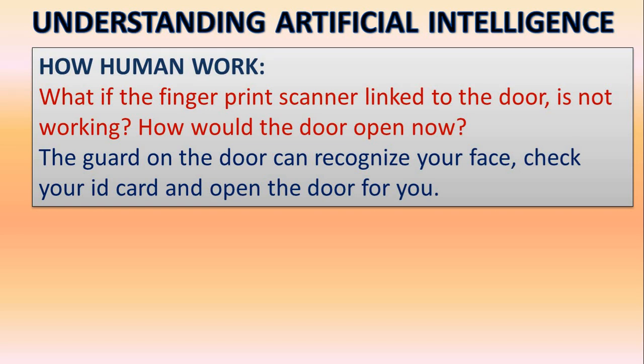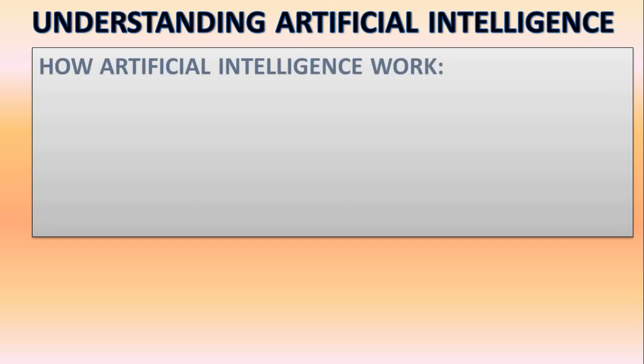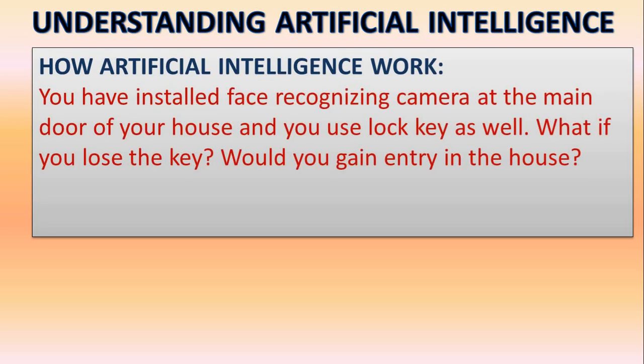So here in this example we have seen how humans work. Now here we will see how artificial intelligence works. Suppose you have installed a face recognizing camera at the main door of your house. Along with that you have a lock and key as well.